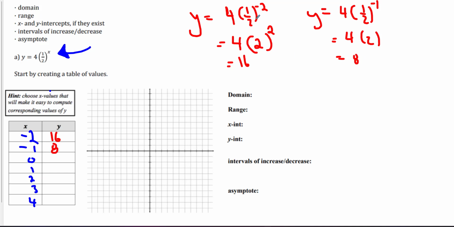And remember, anything to the power of 0 is 1. So this is going to be 4 times 1/2 to the power of 0, which is 4 times 1. The 4 doesn't become a 1, just anything that has the exponent. The 4 has an exponent of an invisible 1, so it just stays a 4. 4 times 1 is 4, so this is clearly 4.